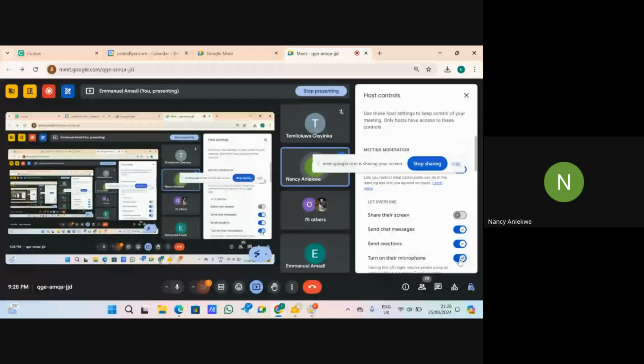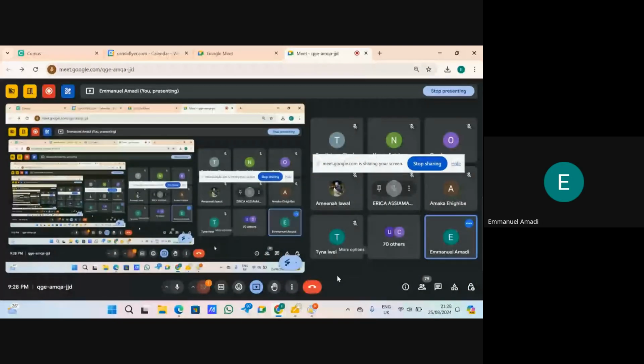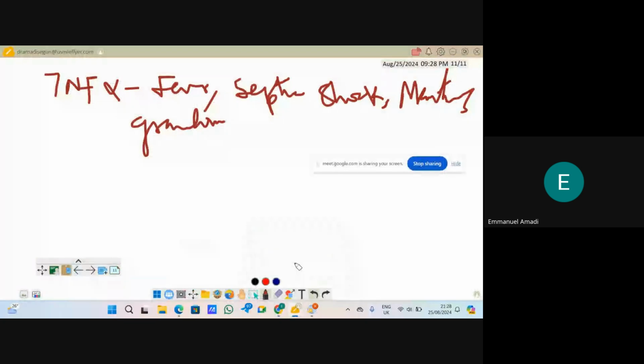TNF alpha maintains granuloma. So let's keep moving. So TNF alpha maintains granuloma. I'm going to talk about that when I talk about the interferon gamma, basically. So not now. The final thing TNF alpha does is this.